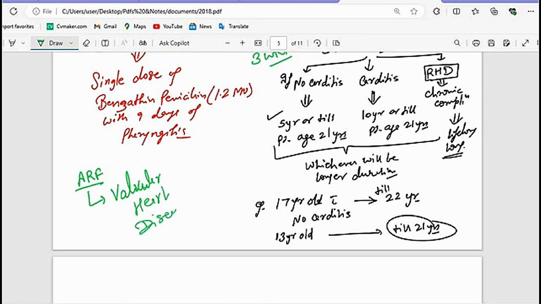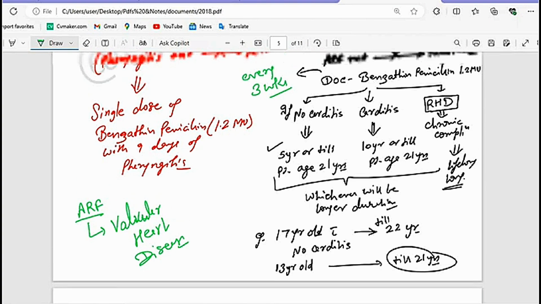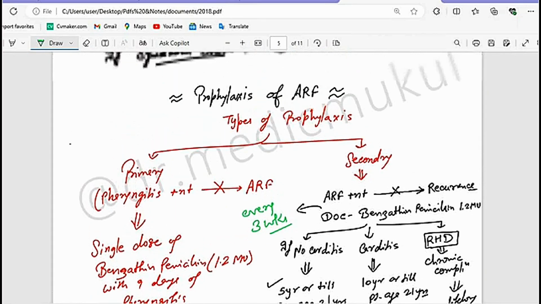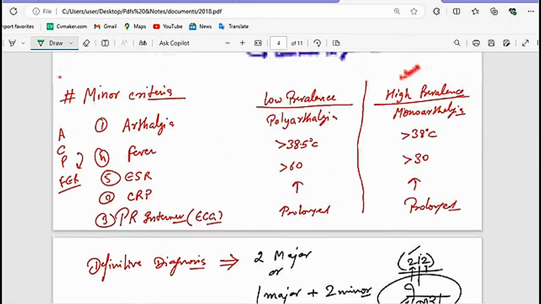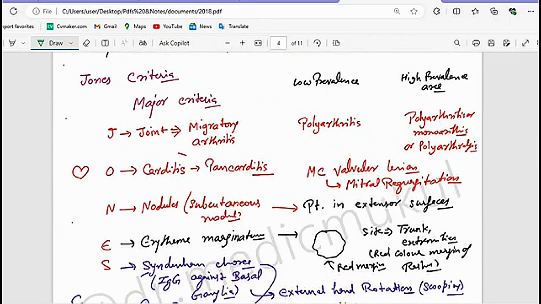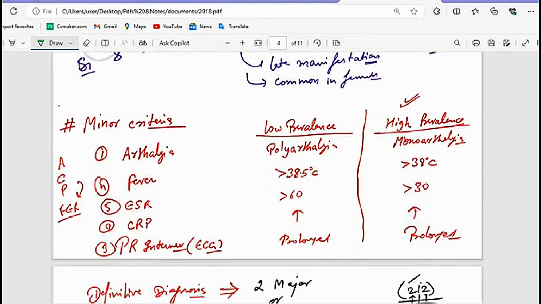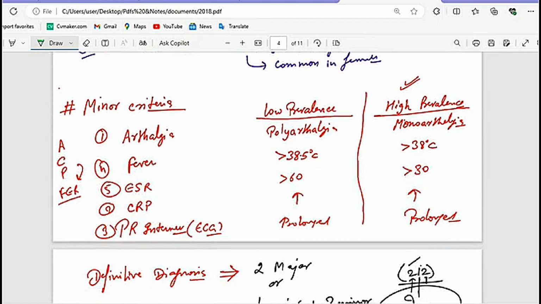So this is about acute rheumatic fever and its prevention, the Jones criteria, the major and minor criteria. In the major criteria, remember JONES: joint involvement, carditis, nodules, erythema marginatum, and Sydenham chorea. And the minor criteria are ACP, FER: arthralgia, CRP, PR interval prolonged, fever, and ESR more than 60 in low prevalence areas and more than 30 in high prevalence areas.